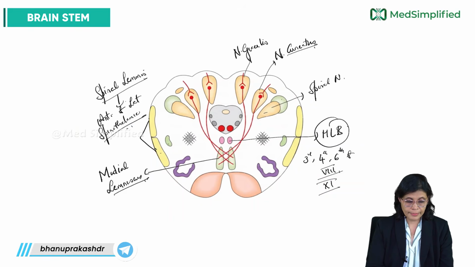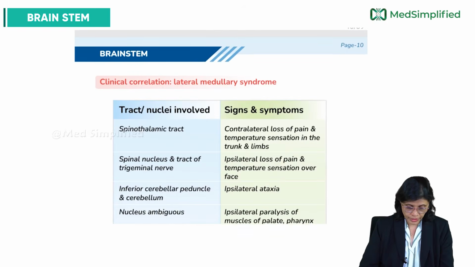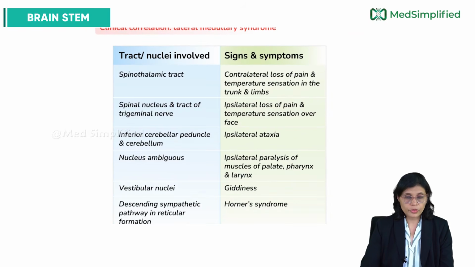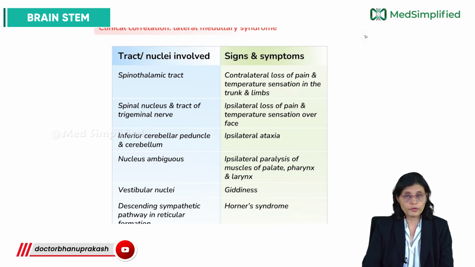So this is about the section at the level of sensory decussation. So now let's move on to the lesions. The vascular disorders of the medulla oblongata basically involve the thrombosis of the posterior inferior cerebellar artery.